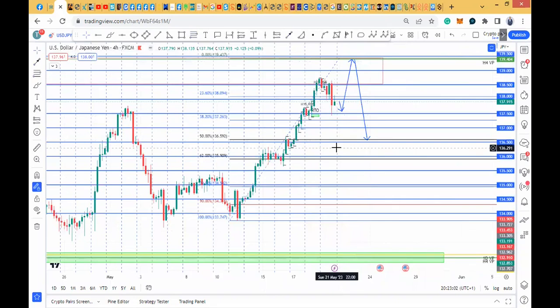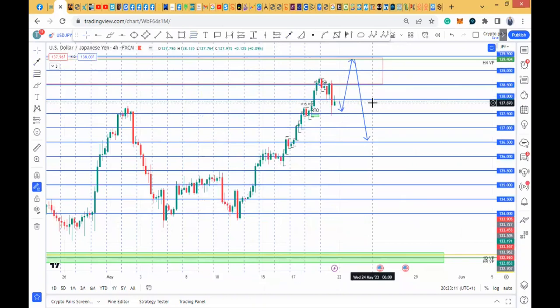But currently, it is not at that point at all. So with that said, that's for USD JPY. We're looking for the sell setups, but before the sell setups, the buy setups are going to set in first for USD JPY.